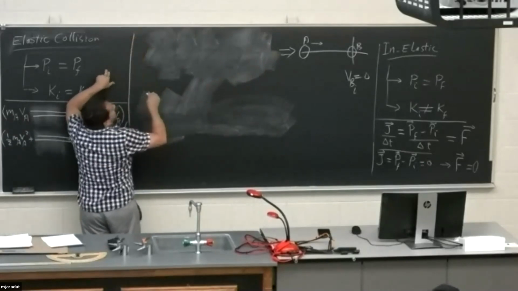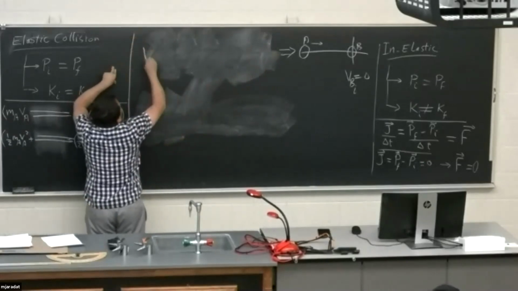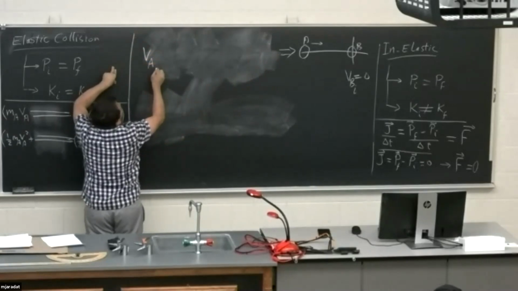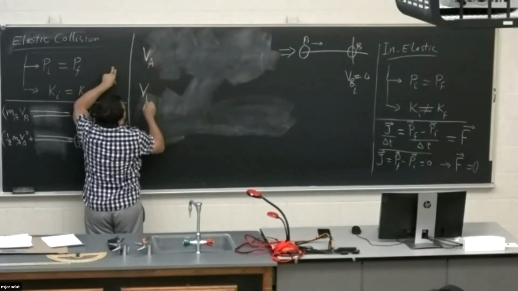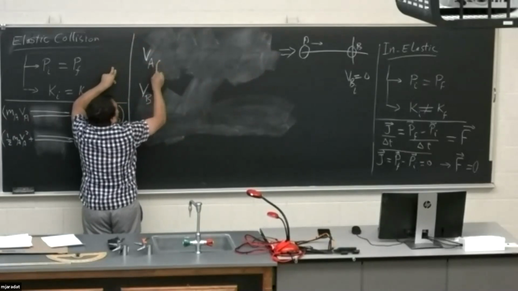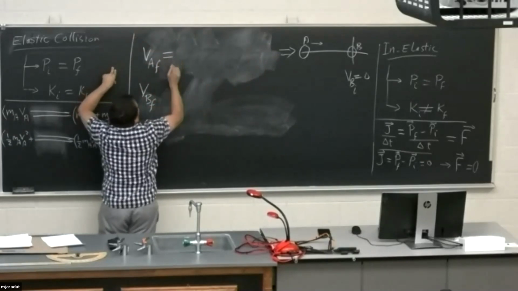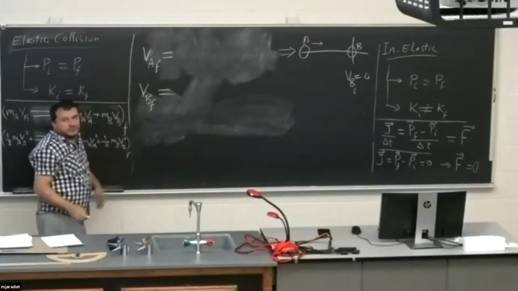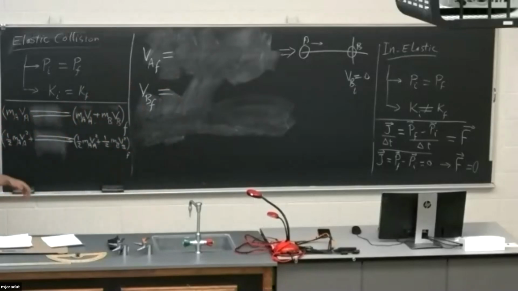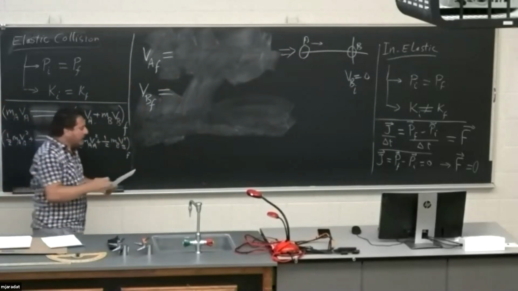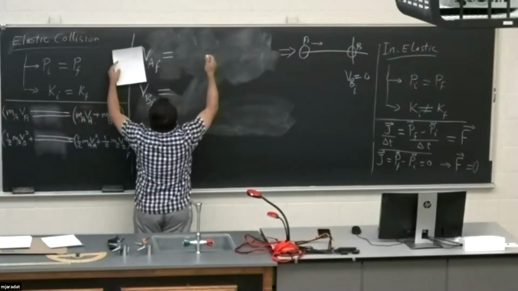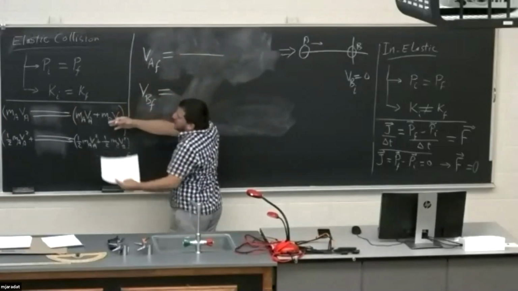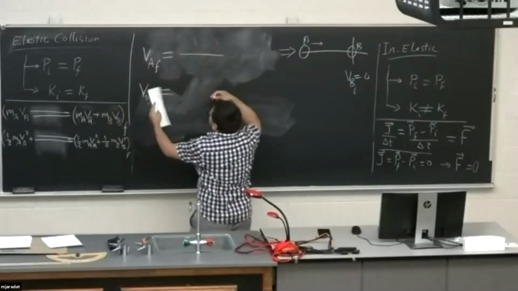Now the most important quantities to be found are VA after and VB after. We don't need to derive them, okay? You can use them from the formula sheet. They are given here without derivation. I can derive them, but it's just math.